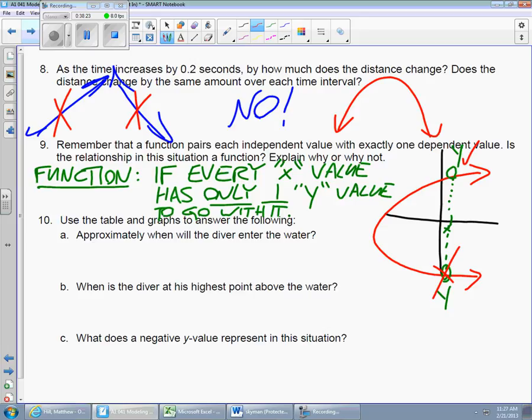So when they say function, it doesn't matter if they're talking about a chart, a graph, or a mapping, which is something else we're going to be seeing again this unit. It doesn't matter if it's an equation or a set of points. If you can look into the problem, and for one x value anywhere you can find two y's that go along with it, that is not a function. So each function pairs each independent value, those are the x's, with exactly one dependent value, those are the y's.